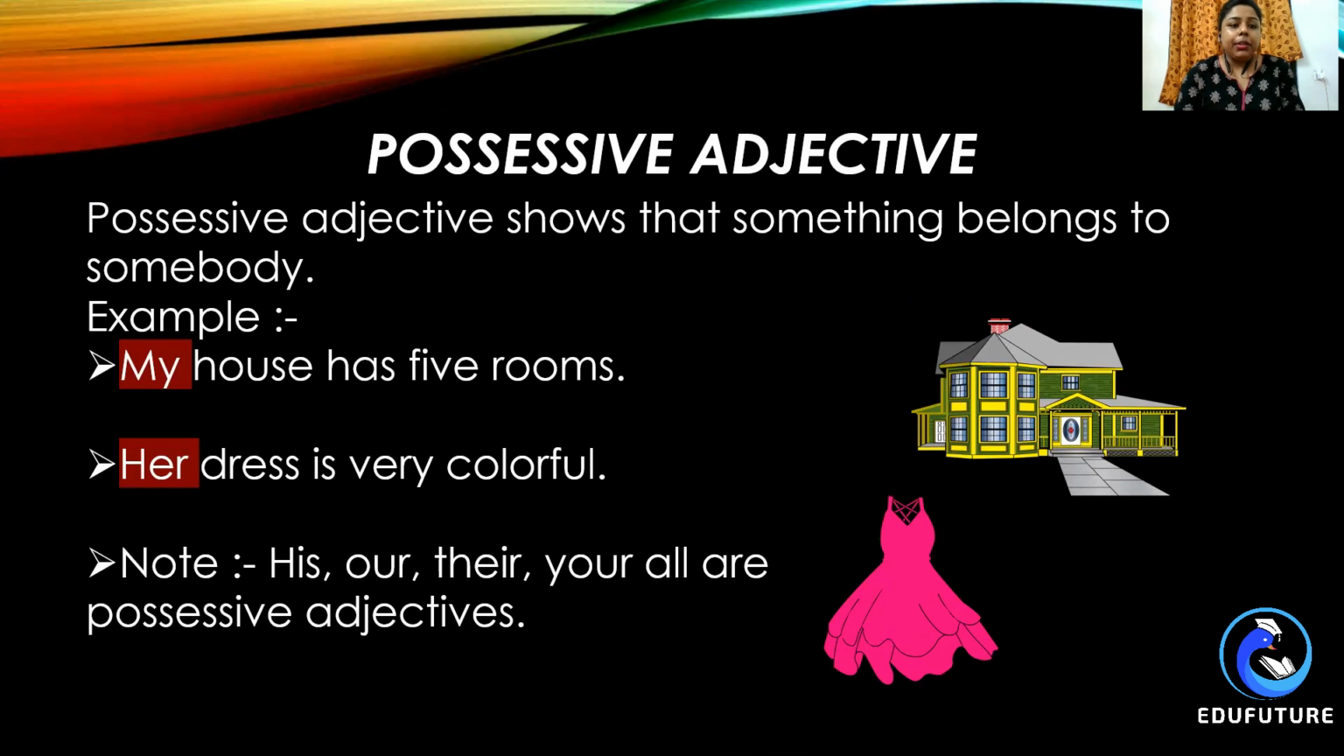The second example, her dress is beautiful or colorful. Therefore, I'm talking about whose dress? I'm talking about her dress. Similarly, his, our, their, your, these all are possessive adjectives and it shows that something belongs to somebody.